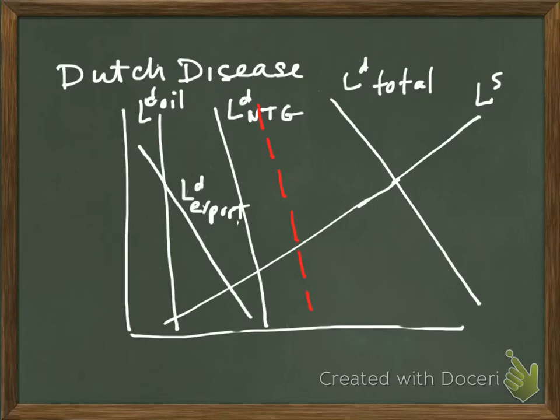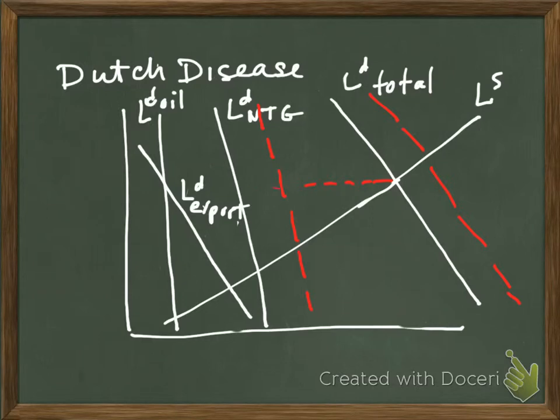And the labor demand in the export sector is set by the international prices of exported goods. So the oil boom doesn't change that, we'll assume for now. Those international prices stay the same, so the profitability of the export sector is staying the same. So we have labor demand increases in the non-traded goods sector. That means that overall labor demand shifts out. That means we now have an increase in the wage.